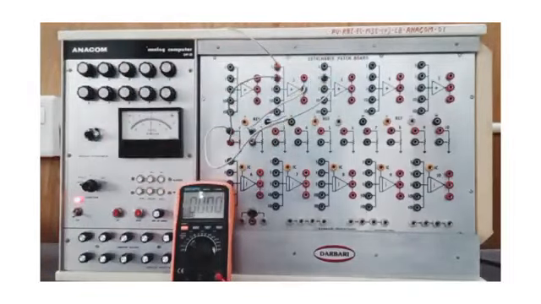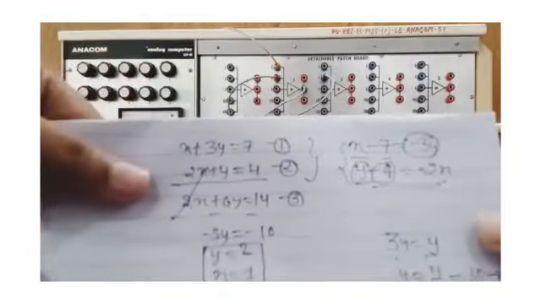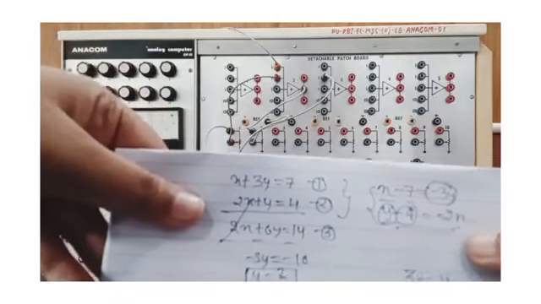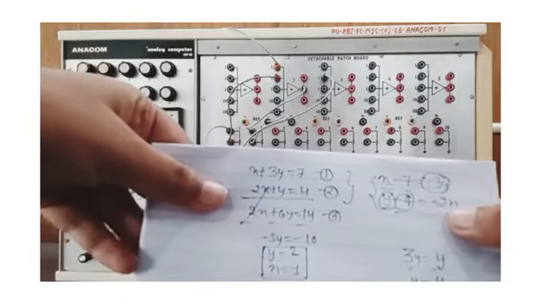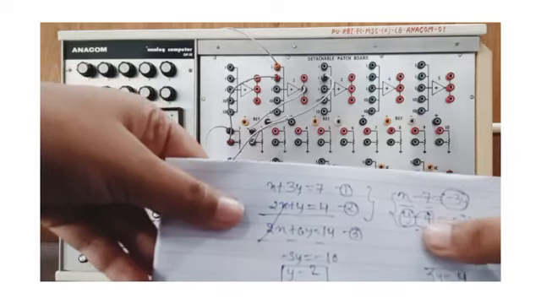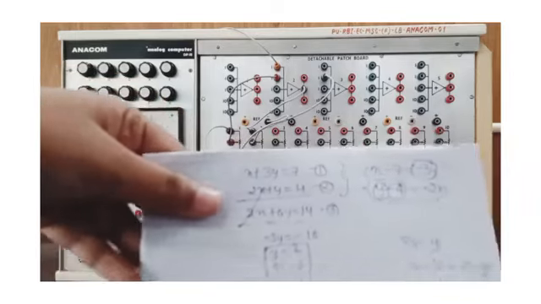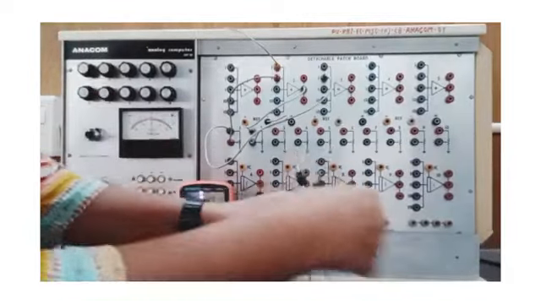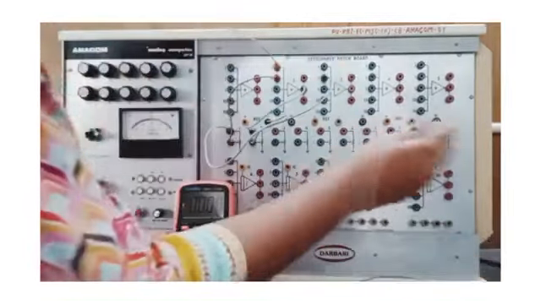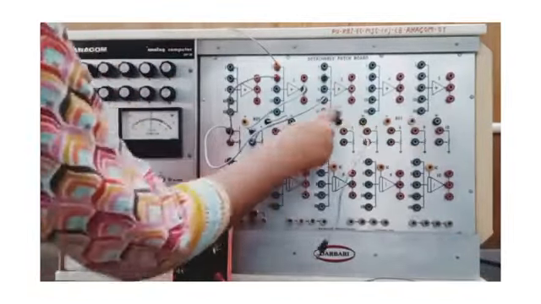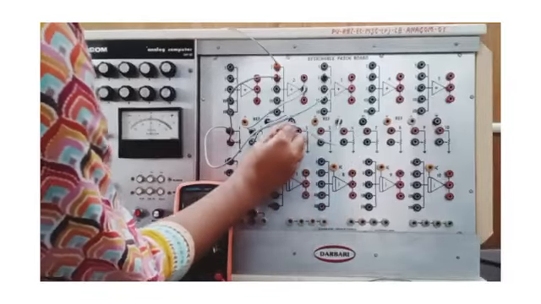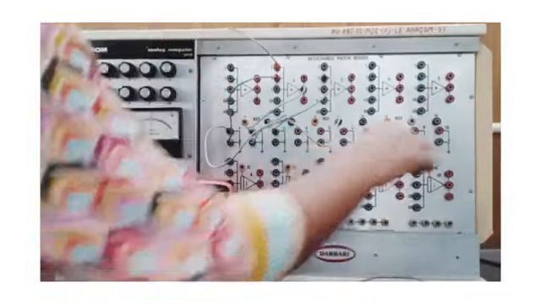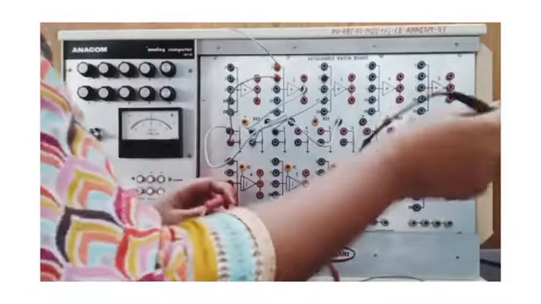From equation 2, you can see that y minus 4 equal to minus 2x. So I want minus 4 volts. Now I am going to give it minus 4 volt. So I have to add one patch cord to the minus reference, this one here, and now let's measure the value with the multimeter.